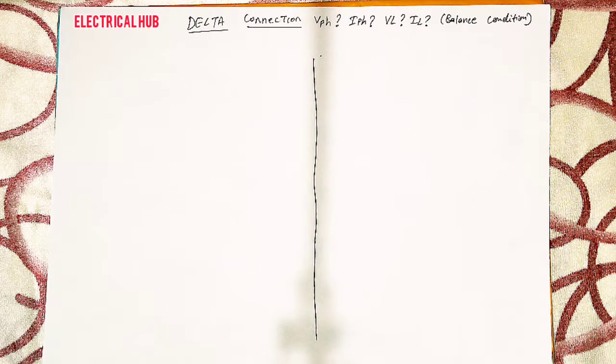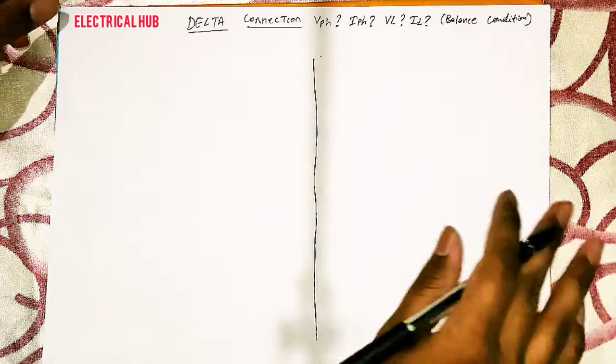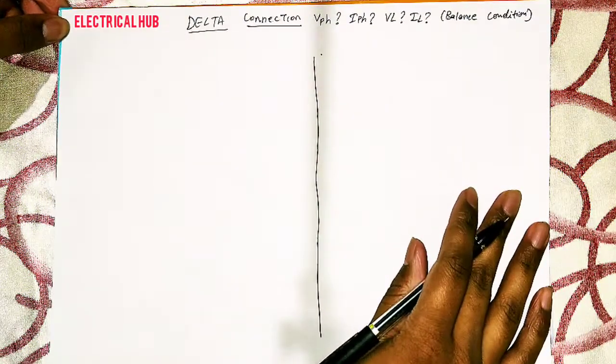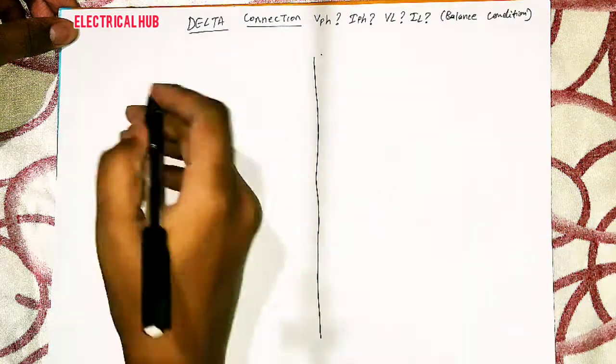So today our topic is delta connection. In a three-phase delta connection, we have to find out the relation between phase voltage and line voltage, as well as the relation between line current and phase current under balanced condition. So first of all, we have to draw a circuit diagram of delta connection, to see how it looks.